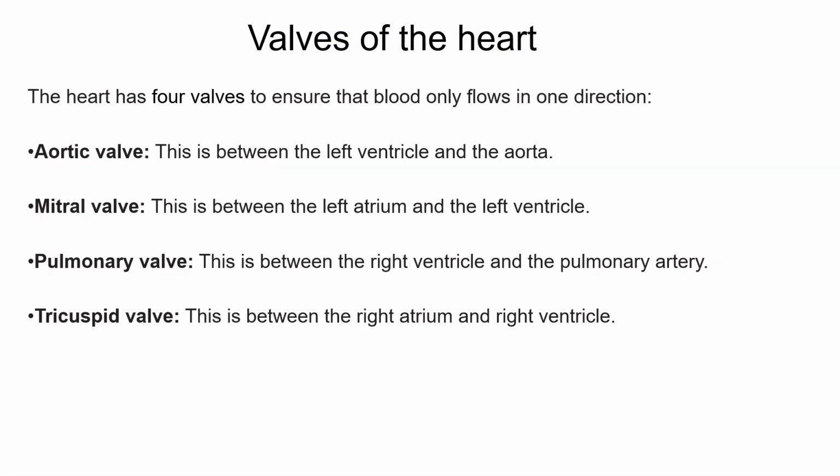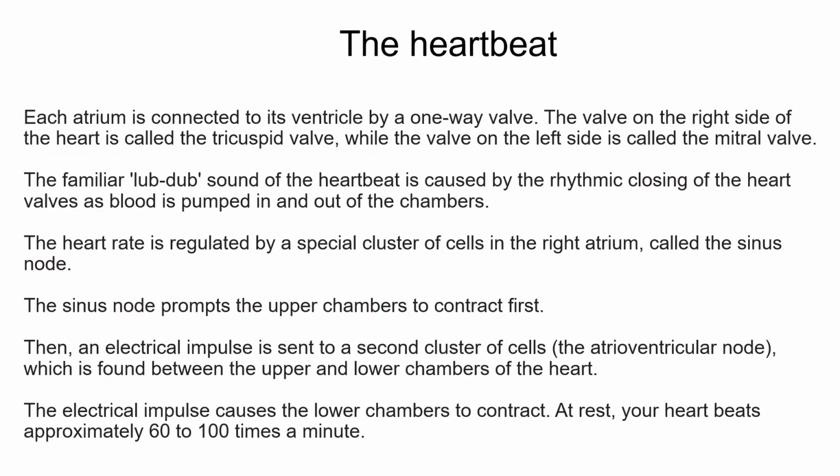The heart has 4 valves to ensure that blood only flows in one direction. These are known as the aortic valve, the mitral valve, the pulmonary valve, and the tricuspid valve. So the aortic valve is between the left ventricle and aorta. The mitral valve is between the left atrium and the left ventricle. The pulmonary valve is between the right ventricle and the pulmonary artery. And the tricuspid valve is between the right atrium and the right ventricle.